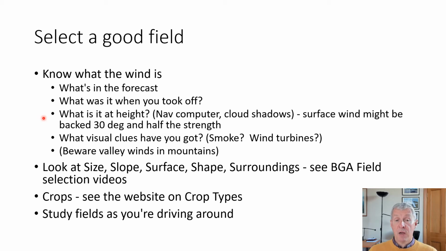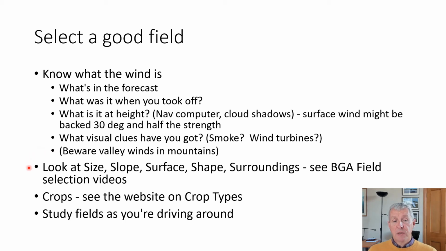What is it at the height we're flying? Our nav computer will tell us that, as will the movement of the cloud shadows. The surface wind is probably backed 30 degrees or so, and maybe half the strength of the wind at height. There might be some visual clues. Smoke or wind turbines. If we're in the mountains, be really careful because, as you will hopefully know, the surface winds vary a lot because of valley winds and so on.